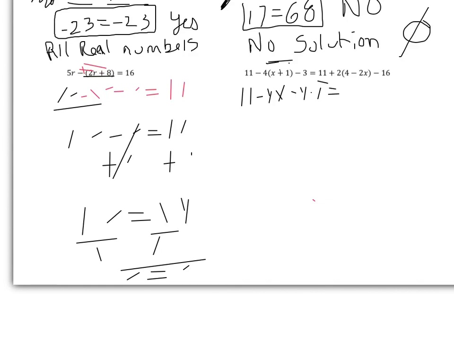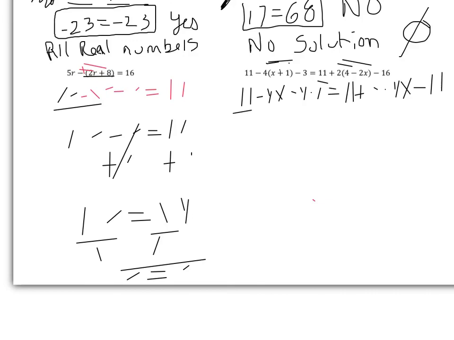Okay. Over here, we have our 11. Now we distribute our 2 in. 2 times 4 is 8. 2 times our negative 2x is negative 4x. And then finally we have minus 16. So we've got rid of these grouping symbols using distribution. Now we're going to combine like terms on an individual side.